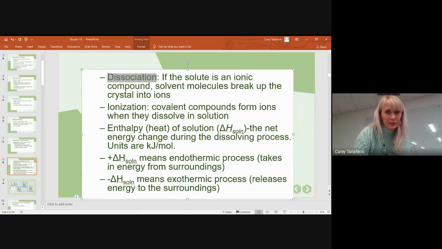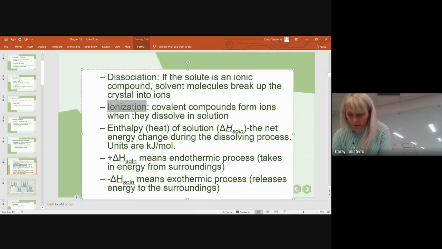Ionization is slightly different, a little confusing with terminology, but ionization is when a covalent compound starts to form some ions when it dissolves in a solution. That would be like a sugar molecule, which is typically covalent. But because of the properties of water, for example, when it dissolves, it surrounds it and basically forms ions, which is a little weird to think about. Let me see if I can find it in your textbook. No, they just do sodium chloride, of course.